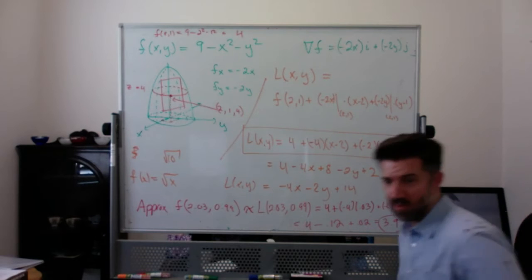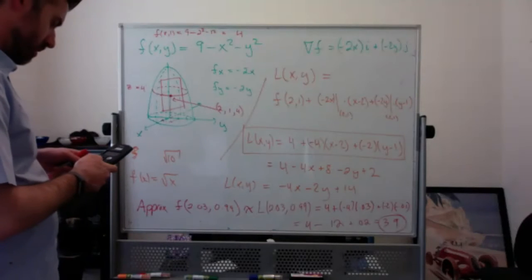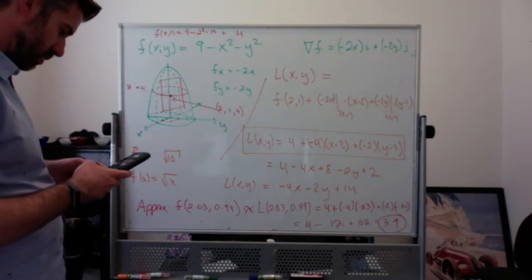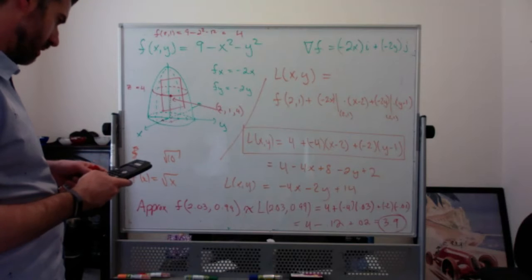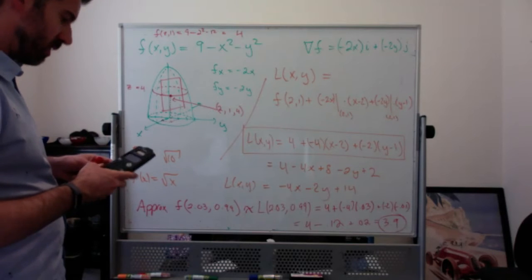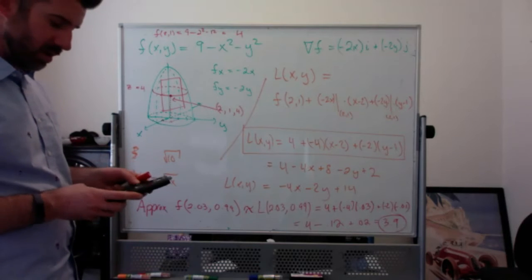If you compare that to what you would actually get with a calculator, if I did 9 minus 2.03 squared minus 0.99 squared, I end up getting 3.899. So pretty good approximation, but I would use a calculator.